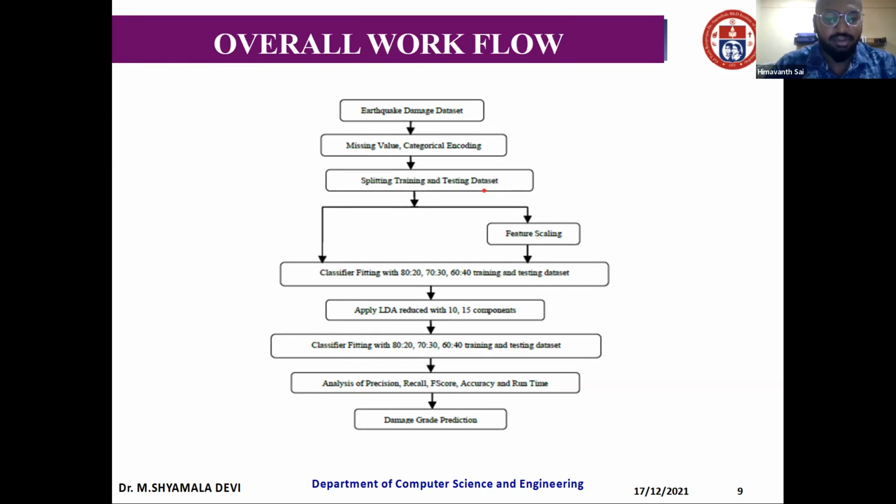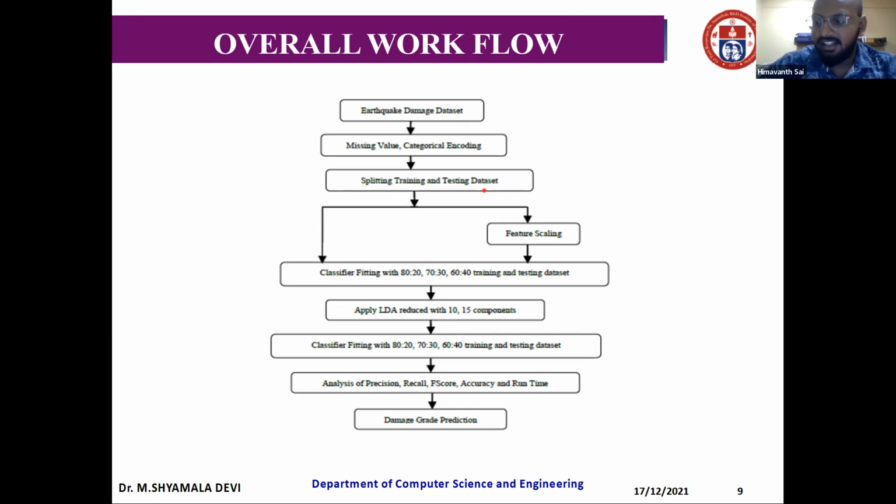So this is the overall workflow of our project. First, we analyze the earthquake damage data set. Then we look at missing values and categorical encoding. Then we split the data set into training and testing. As already said, it has all 26 features included for the testing. And then we do the feature scaling in the following ratios, that is 80:20, 70:30, and 60:40.